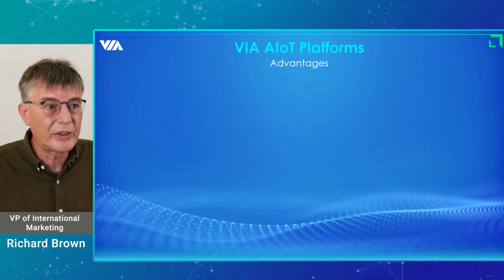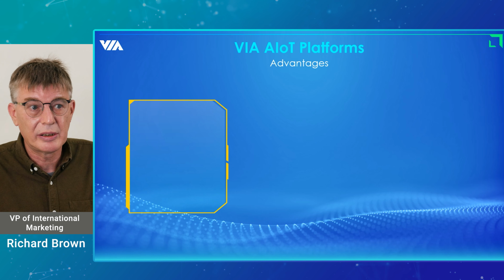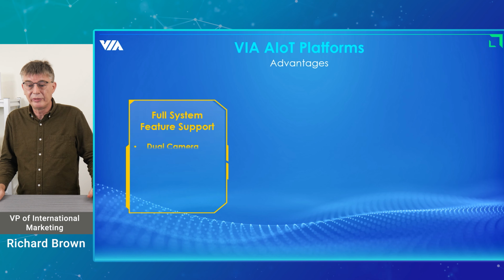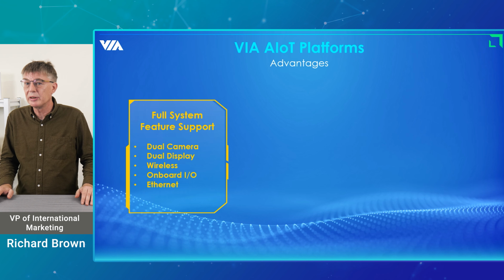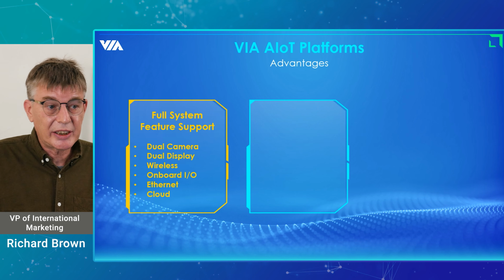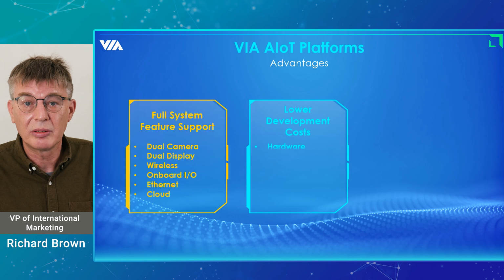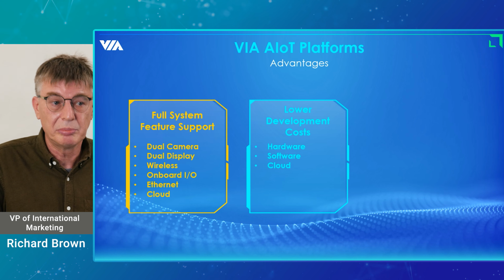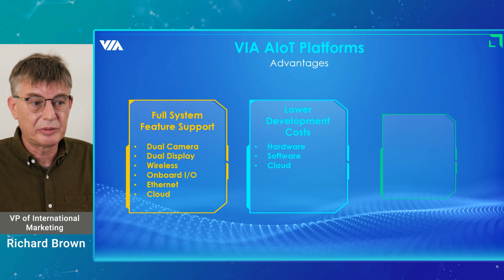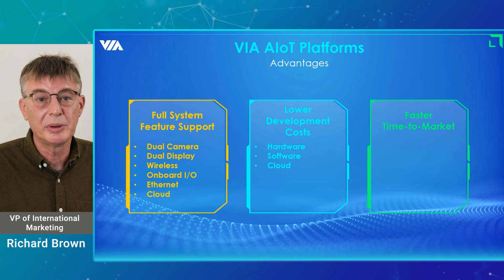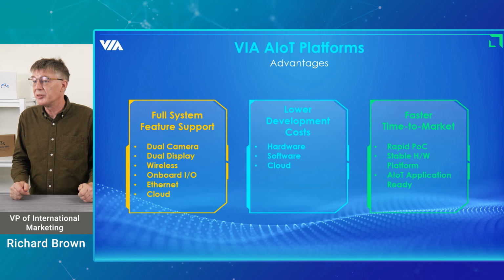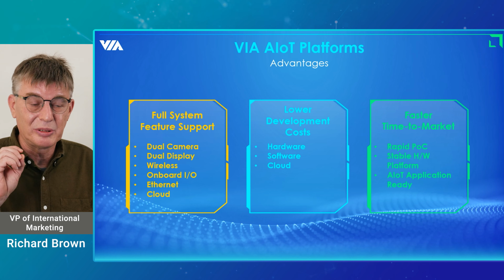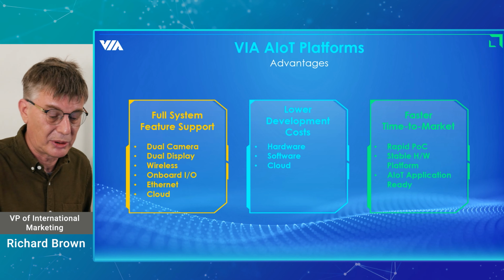So we offer three key advantages with our VIA AIoT platforms. First one is the full system feature support: camera, display, wireless, I/O, Ethernet and cloud. Second is lower development costs if you're looking to build a new system. By providing a very rich platform to build on, we can reduce that time to market and enable you to get your application finalized as quickly as possible.